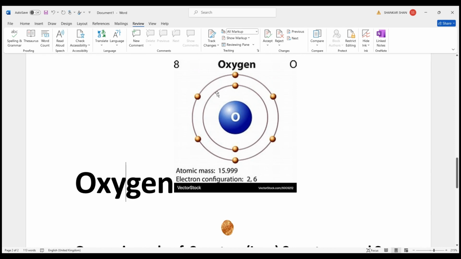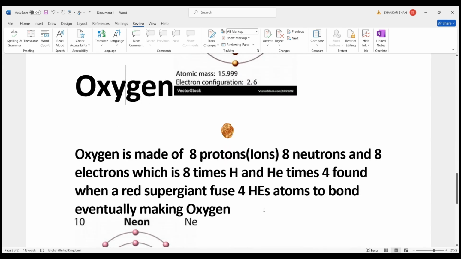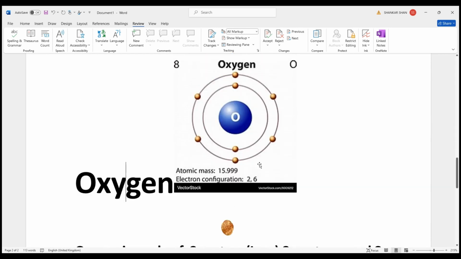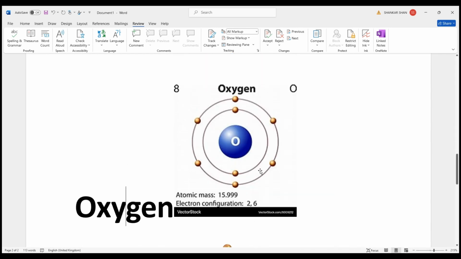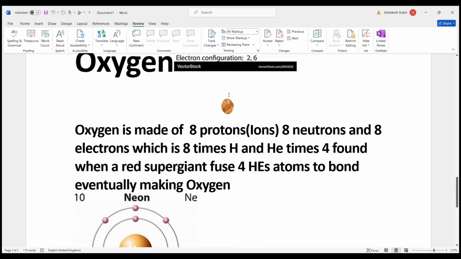So here's how it looks like. The nucleus is filled with about 16 more things, which is 8 protons, 8 neutrons. Together they make 16.